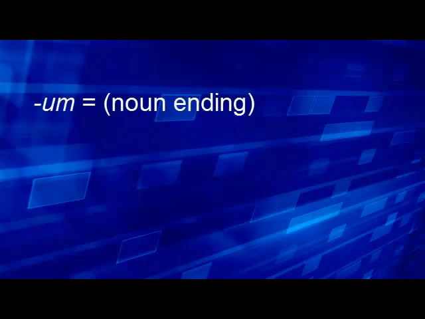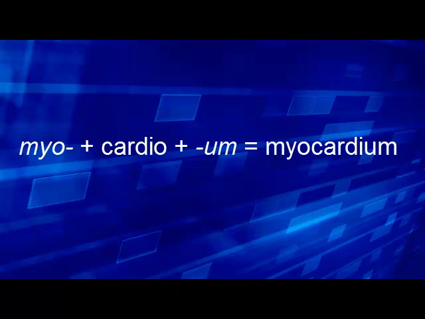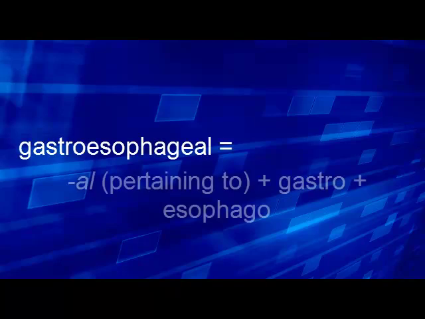Ium is just a noun ending. It just means it's a noun. It's a thing. So you don't really have to say the thing of. Cardio and muscle, heart muscle. Right? It's just the noun form of the heart muscle. Gastroesophageal. Remember, pertaining to? Very good. Pertaining to the stomach and the esophagus.